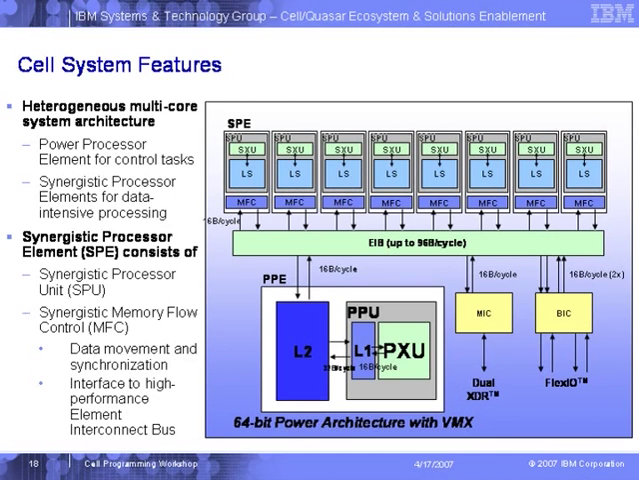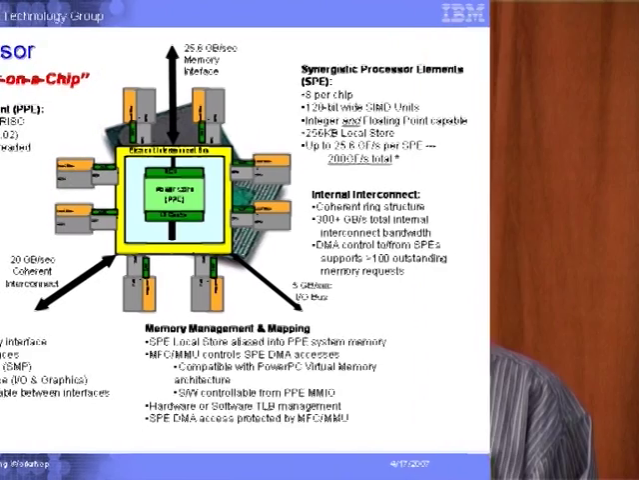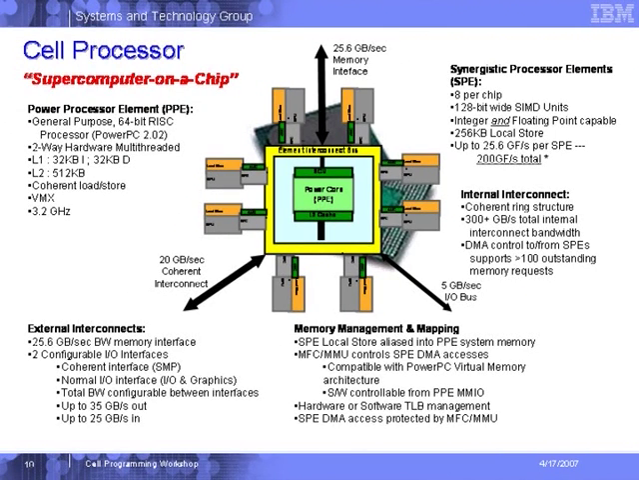The EIB will run up to 96 bytes per cycle, right? 96 bytes per cycle, which translates to about 300 gigabytes per second, the top maximum bandwidth. Here's the chart describing the Cell processor.